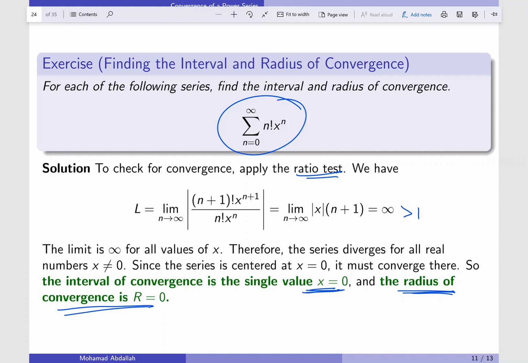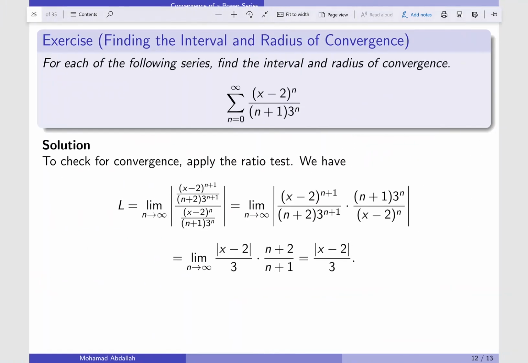So we have seen the case when the interval of convergence is just the center, and that's the least possible, smallest possible interval. And we have seen the case when the interval of convergence is from negative infinity to infinity, and that's the largest possible interval. Now, we consider the following. This is not going to be similar to the previous two cases, as you will see.